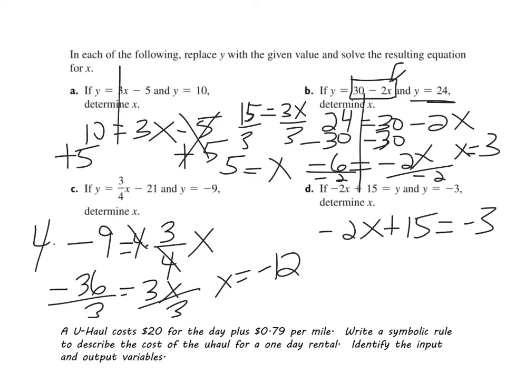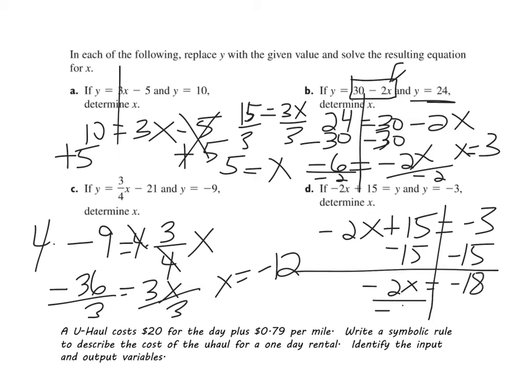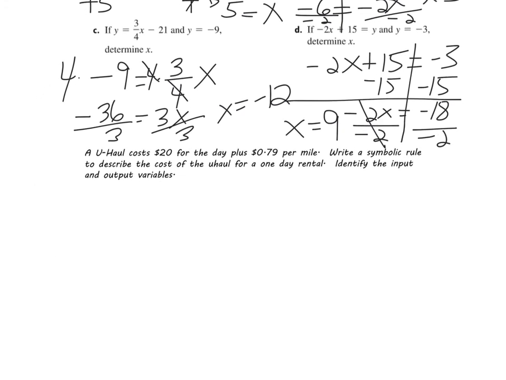I'm going to start by subtracting 15 from both sides. So I have -2x equals -18. And then dividing both sides by -2. X is going to be 9, +9. A negative over a negative is positive. Okay, so those being done, let's talk about this last example.